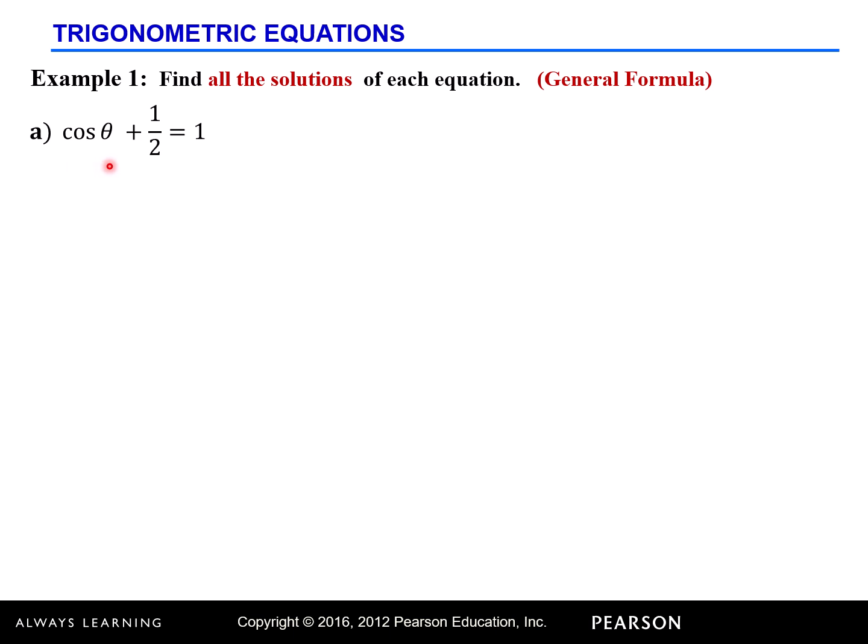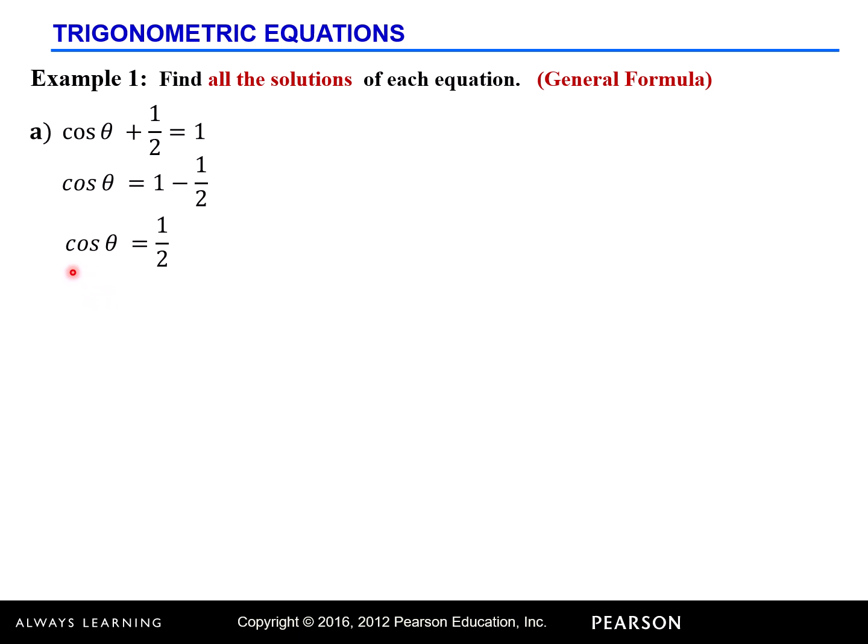So cosine theta plus 1/2 is equal to 1. What we're going to do here is isolate first the trigonometric function, which is cosine theta. So we're going to move 1/2 to the other side. It will give us cosine theta is equal to 1 minus 1/2. Then 1 minus 1/2 is equal to 1/2. So the equation gives us cosine theta is equal to 1/2.